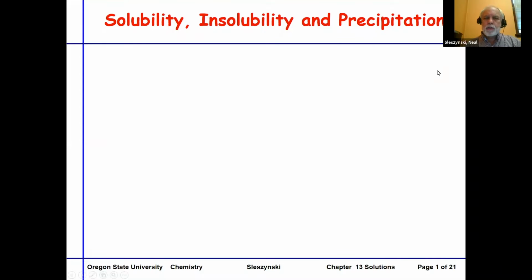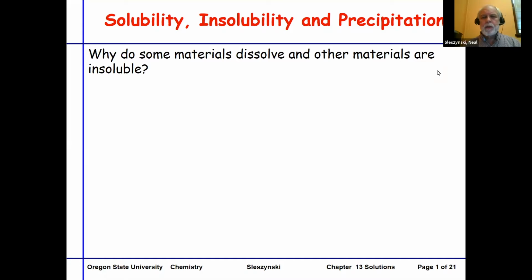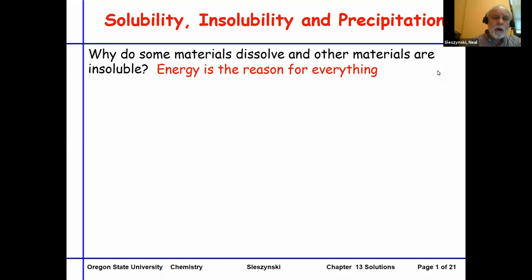This is a short tutorial on the topic of solubility and precipitation reactions and how we write these reactions as molecular, ionic, or net ionic equations. Well, the question that we're trying to address here is why are some materials soluble in water or other solvents and other materials insoluble? Well, as I insist with every topic in general chemistry, energy is the reason for everything.